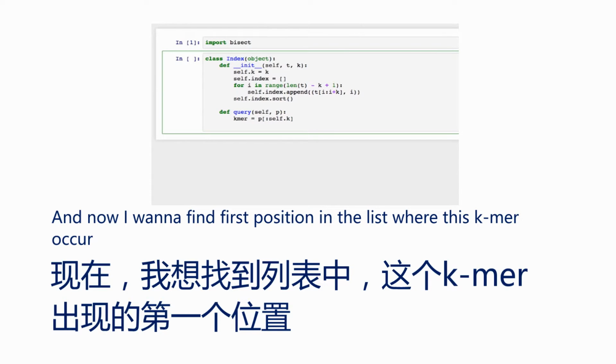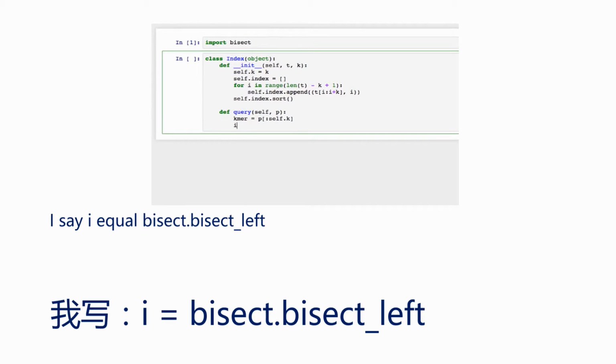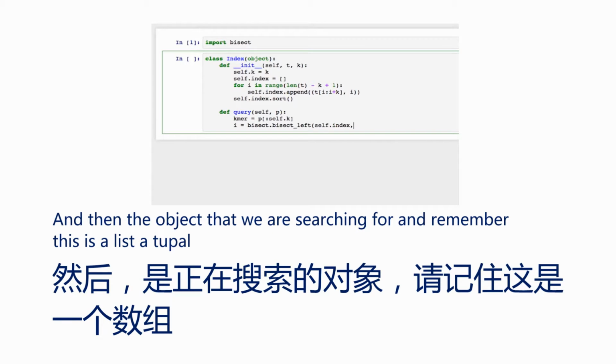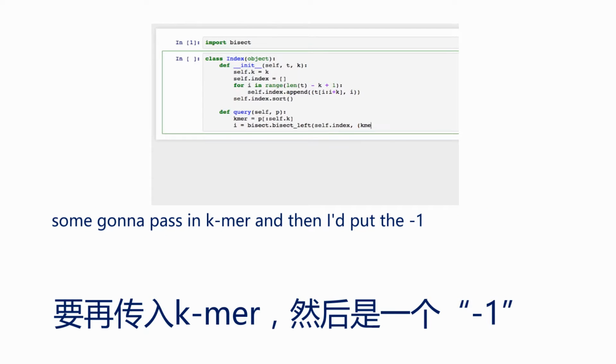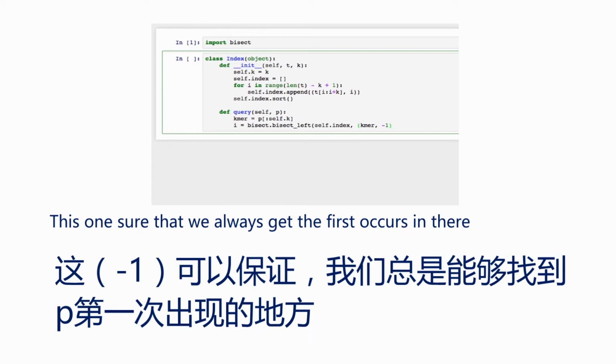And now I want to find the first position in the list where this k-mer occurs. So I'm going to use bisect to do that quickly. I'm going to say i equals bisect dot bisect left. And I pass in the list that we're searching, and then the object that we're searching for. And remember, this is a list of tuples, so I'm going to pass in the k-mer, and then I'm going to put -1. Since all the indices in the list are greater than -1, this will ensure that we always get the first occurrence of that.